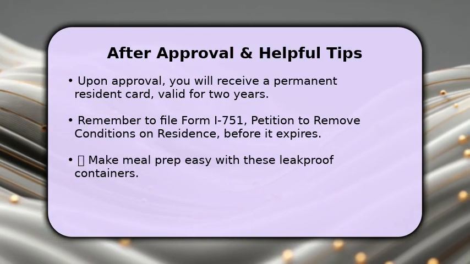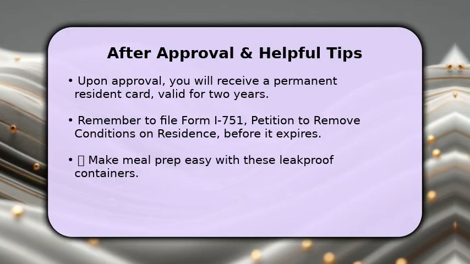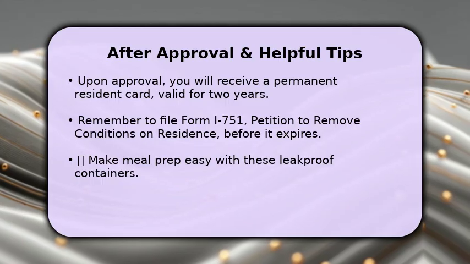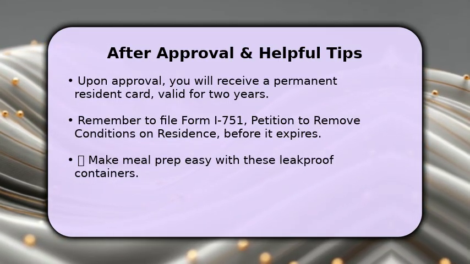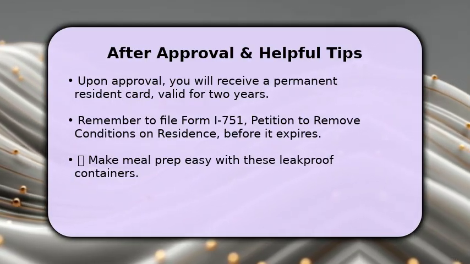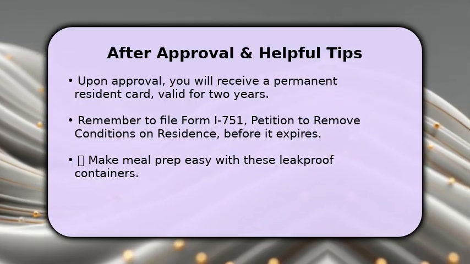Once your adjustment of status is approved, congratulations. You'll receive a conditional permanent resident card, typically valid for 2 years. It's vital to remember that before this card expires, you must file Form I-751, petition to remove conditions on residence, to obtain your 10-year green card. This step is crucial for maintaining your permanent resident status.